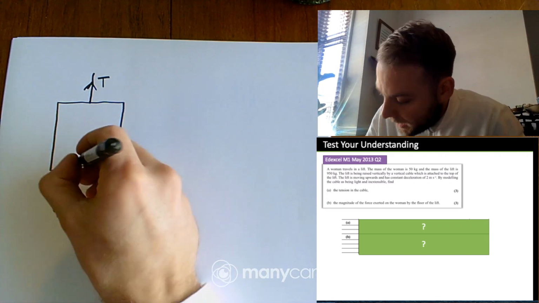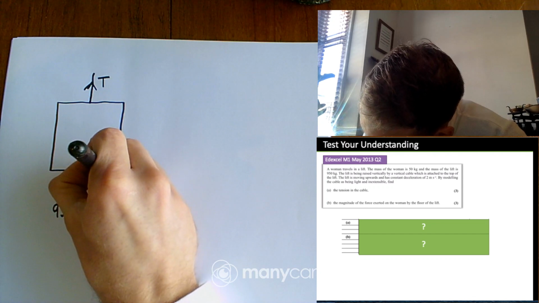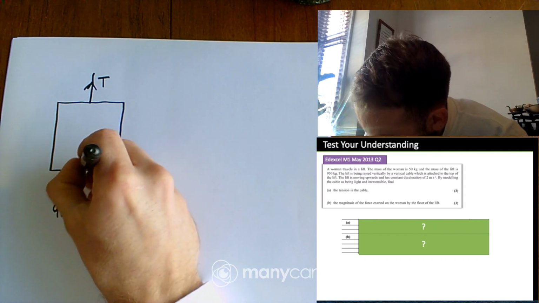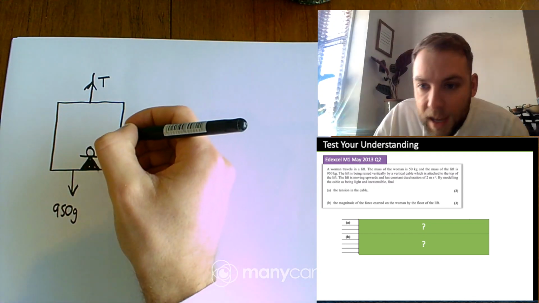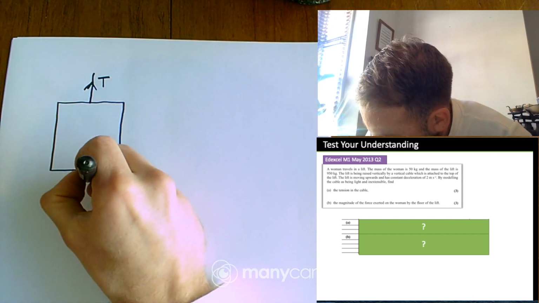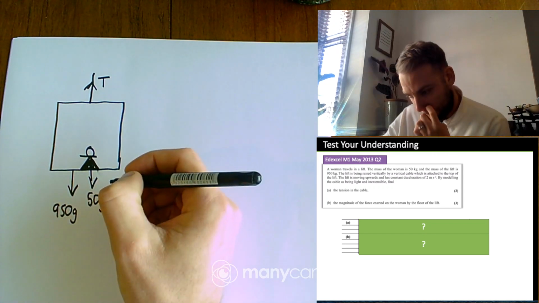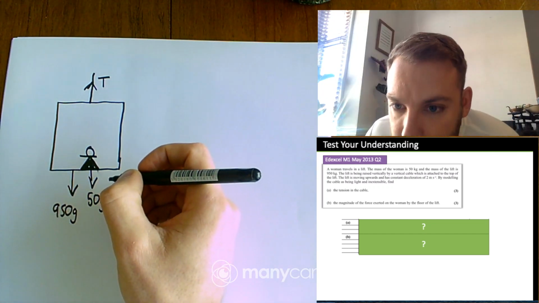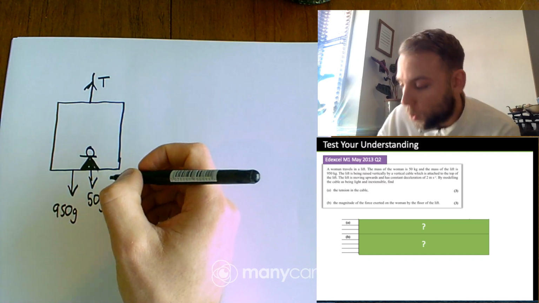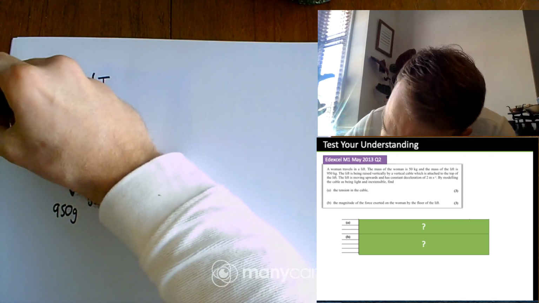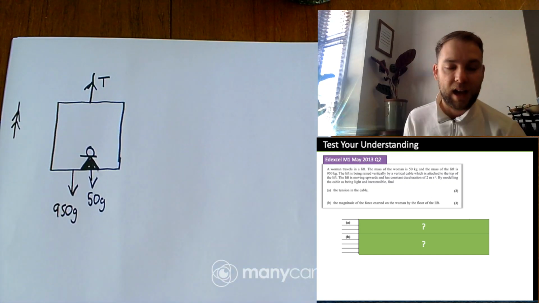We have the woman in here. Let's draw a woman. There she is. And she has a weight of 50 kilograms. So I've also got 50g acting down. Now, the important part of this, it is travelling vertically, so it is travelling upwards. So I need my acceleration there, like that.